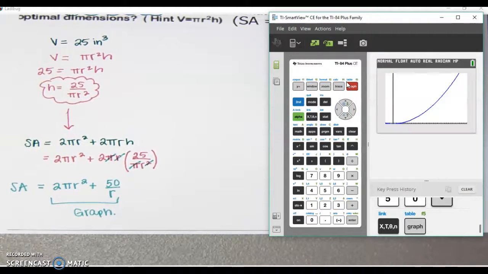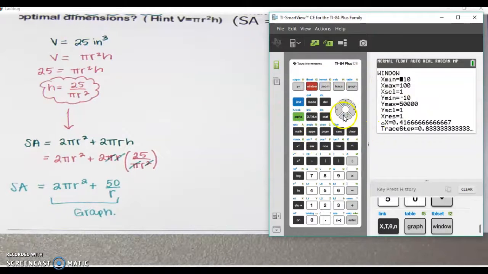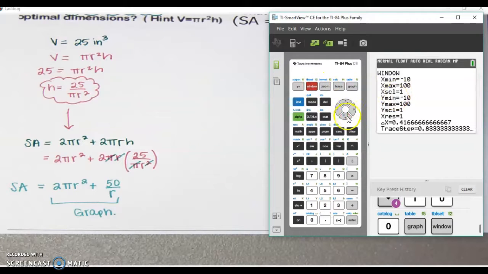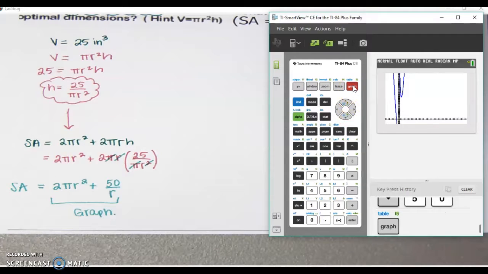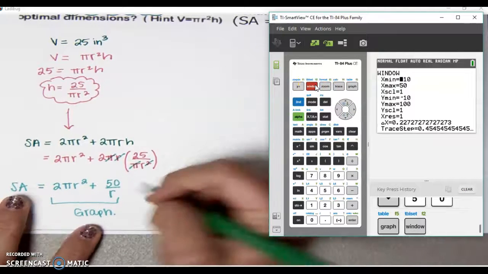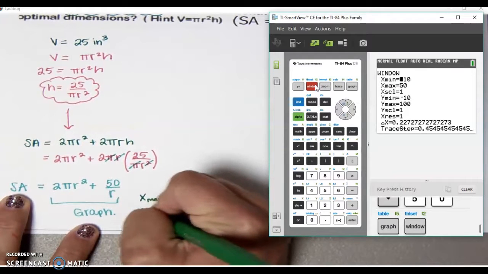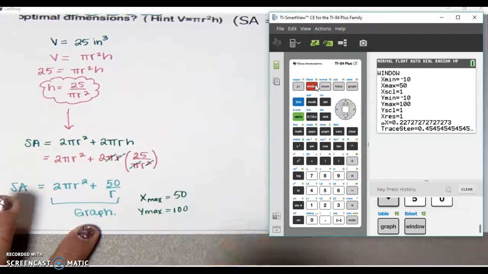So I can kind of see it, but, oh, remember we have 50,000 here. Let's go back to this 50,000. Let's make it 100 and see if that helps. Alright, and I'm going to change my x max not to be so big either. There we go. That's a whole lot better. So let's write down what we did for our window. So for our x max, we said 50. And for our y max, we just said 100.